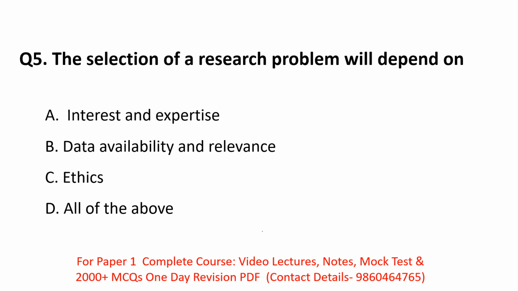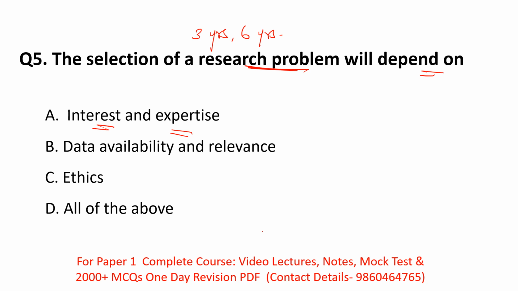Next, the selection of a research problem will depend on. How should researchers select their research problem? One by one we'll see the options. Option A is interest and expertise. Yes, because your research duration is not 2 or 3 months; the research process is minimum 3 years, around 3 years and maximum 6 years. It's too long, so you should have some interest in that field if you are selecting your research problem.